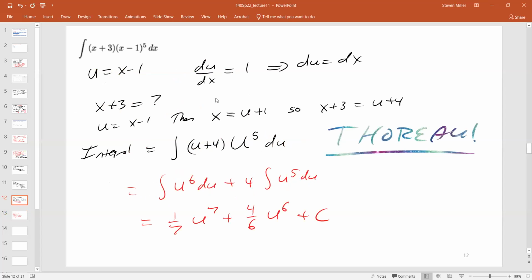On the last line over here, we really should now replace u with x. So this would be 1/7 x minus 1 to the 7th, plus now simplify to 2/3 x minus 1 to the 6th.